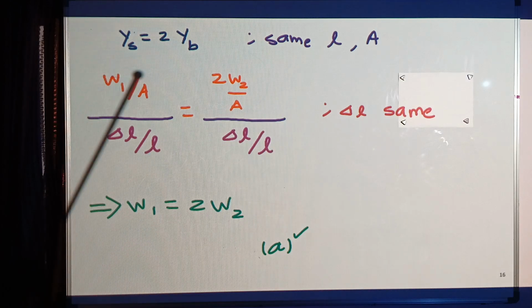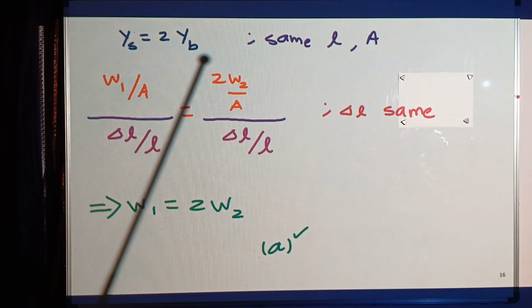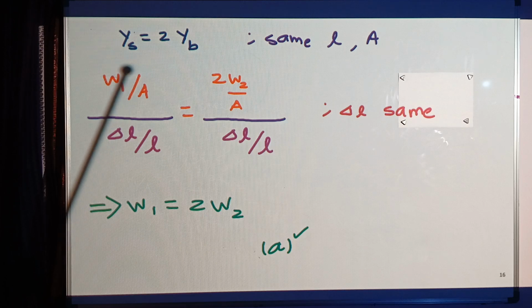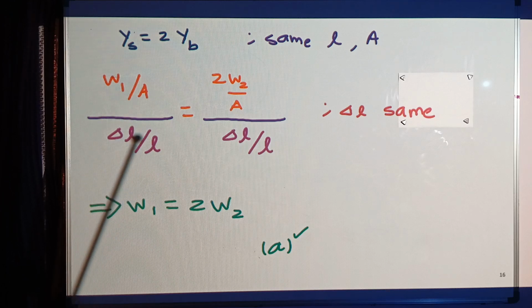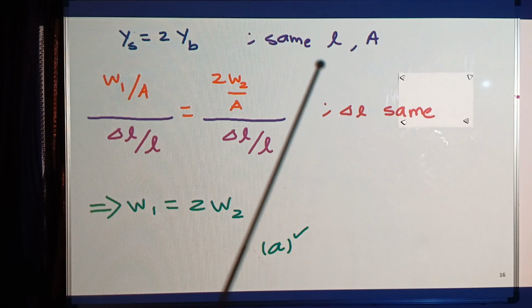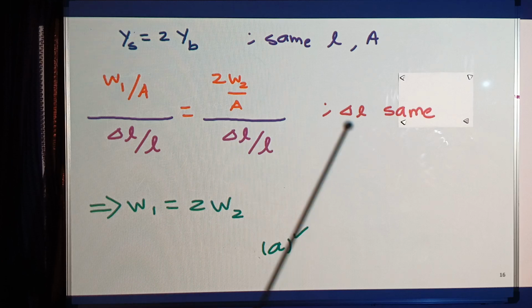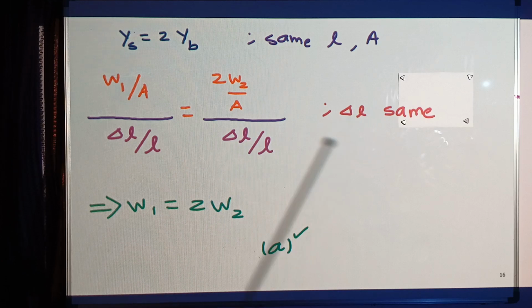So it's given in the question. Young's modulus of steel is twice that of brass. So steel is more rigid. So Young's modulus is stress by strain. W1 by area by strain, which is delta L by L. L is same, area is same for both wires. It's given in the question, and delta L is also same. That's also given. So with these conditions, it is same. So this means that W1 is twice W2.